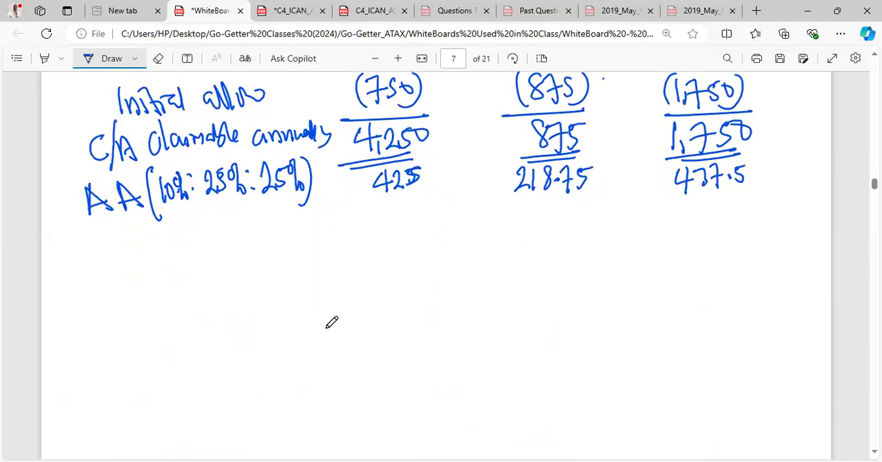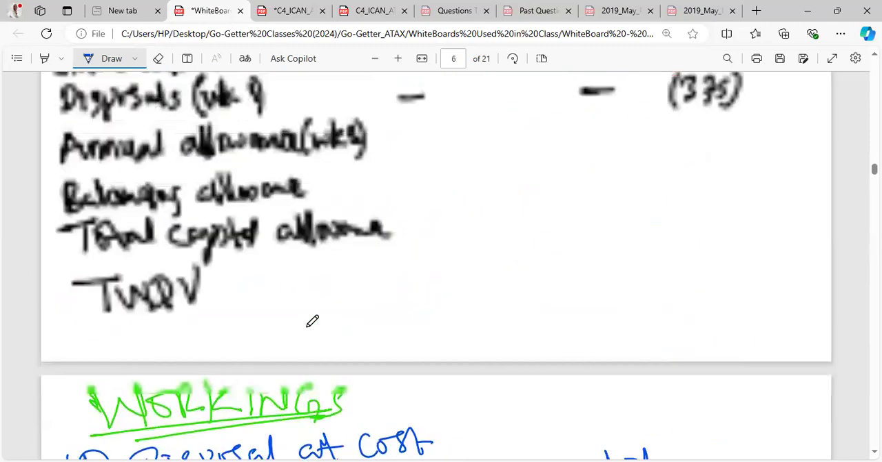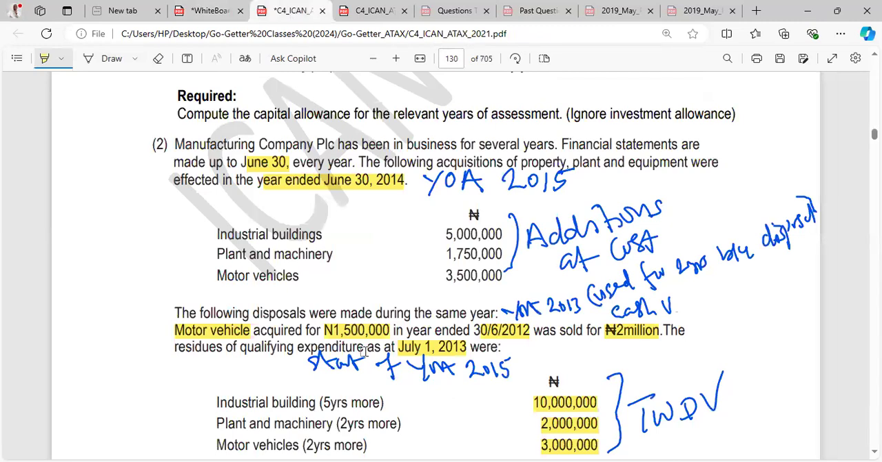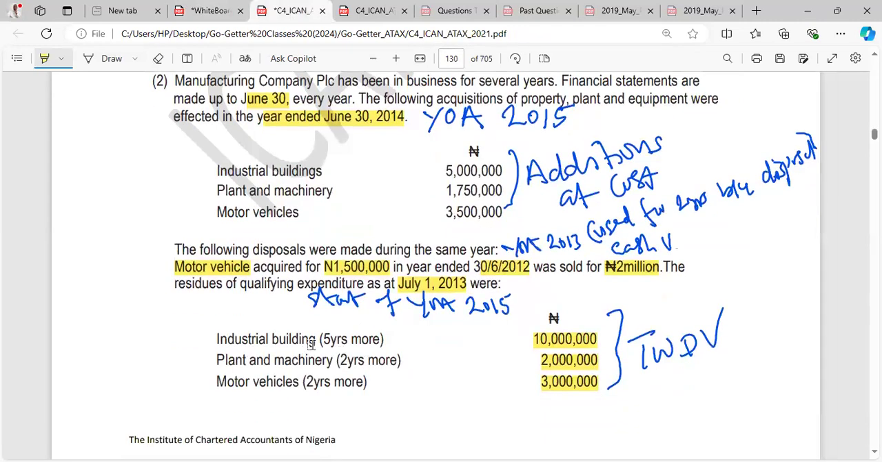Then you will say annual allowance on existing assets. So we'll take them one by one. We have 10 million here, and we said how many years remaining? 5 more years remaining.